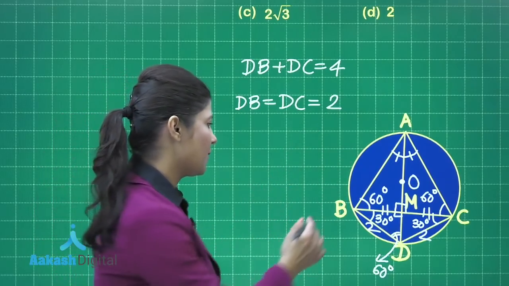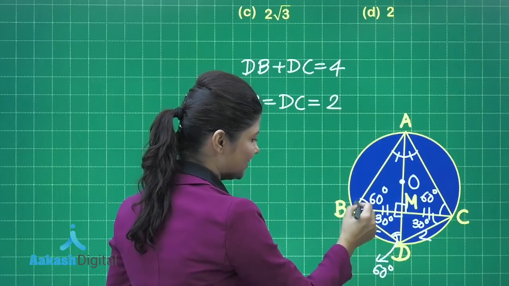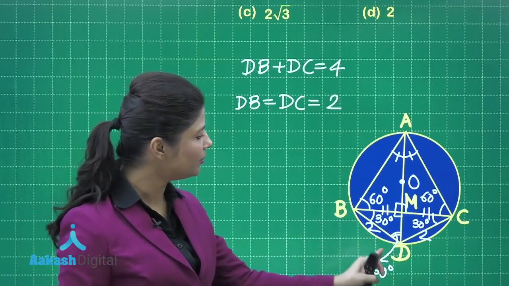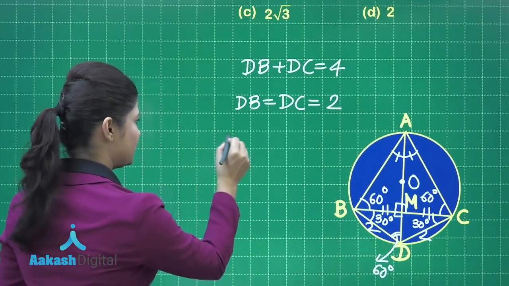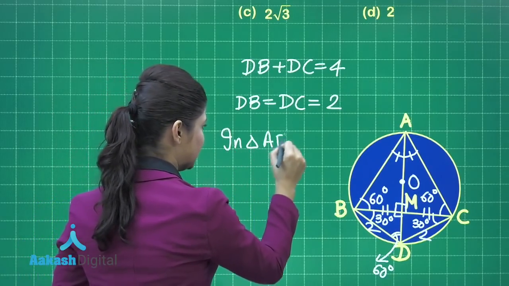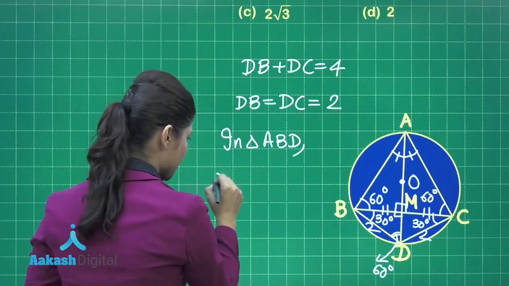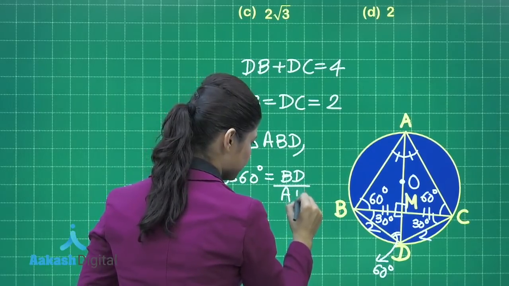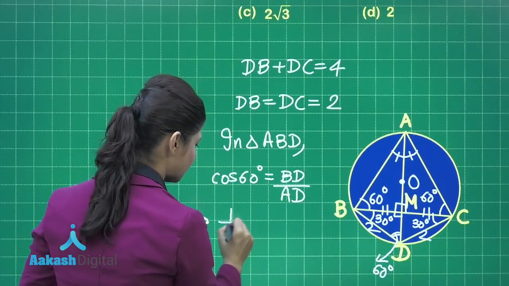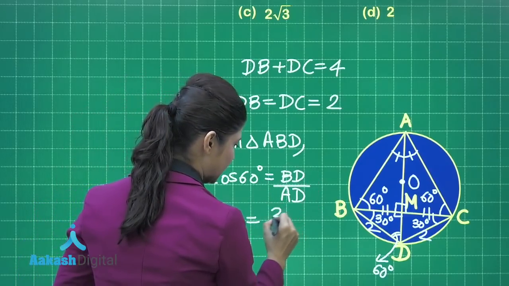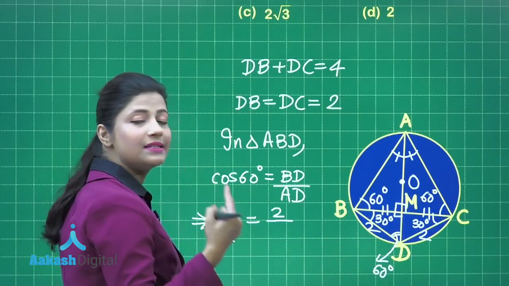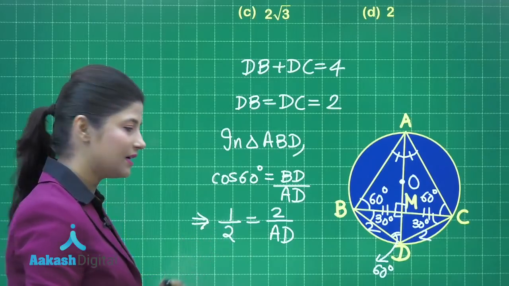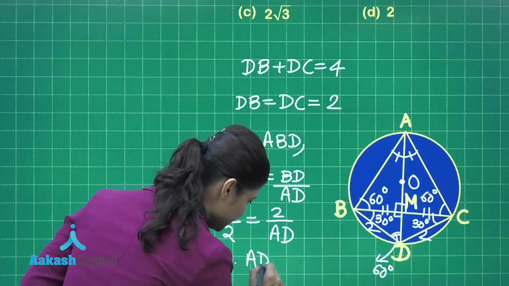Here in this case, I am talking about the triangle ABD where this angle is 90 degree. So if I take angle of 60 degree, for that base will be BD and hypotenuse will be AD. So let's consider here triangle ABD, and I definitely write here that cos 60 degrees will be equal to BD upon AD. AD is the required diameter, value of cos 60 degree is 1 by 2, and BD is obtained as 2 because DB plus DC is equal to 4. So this is giving you an equation where AD can be easily figured out. On solving this, you get here AD is equal to 4.